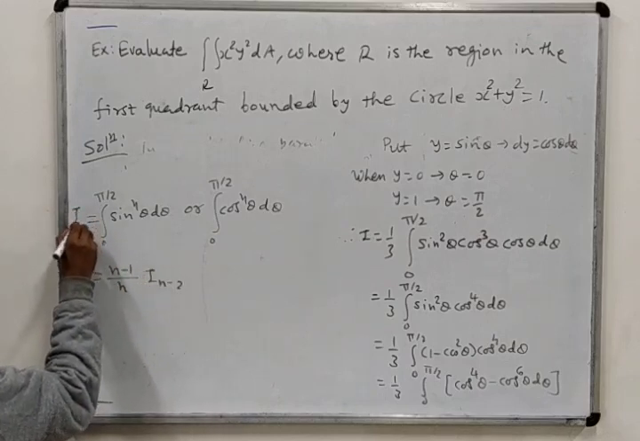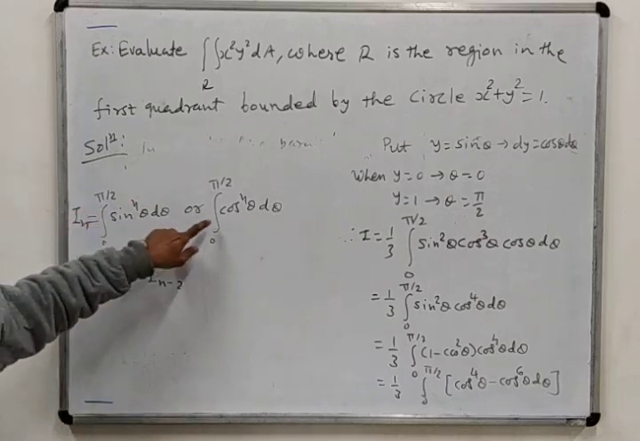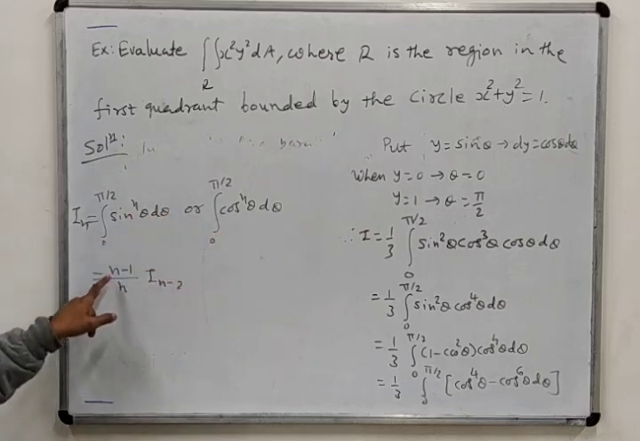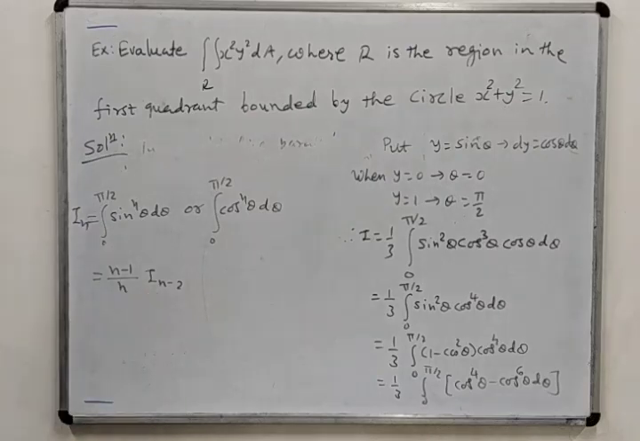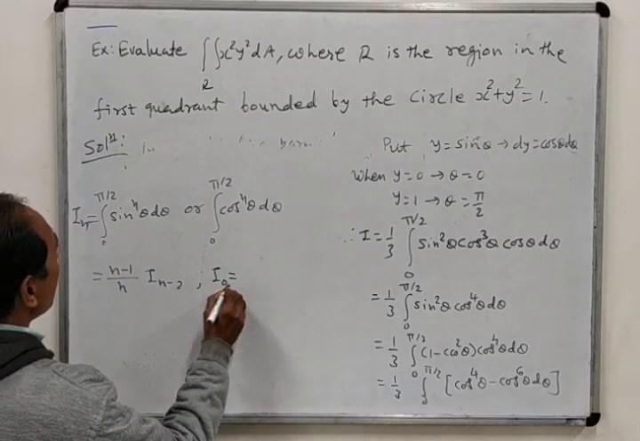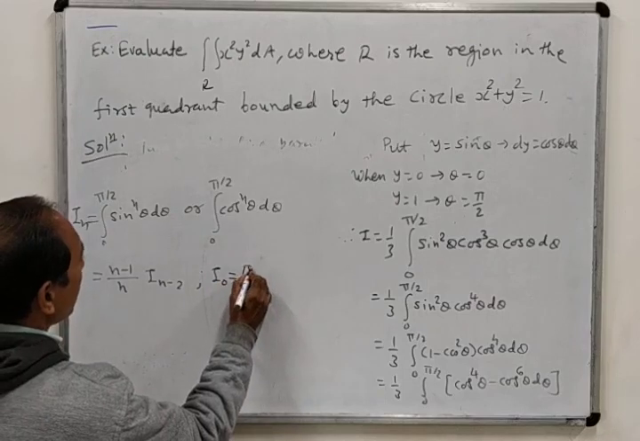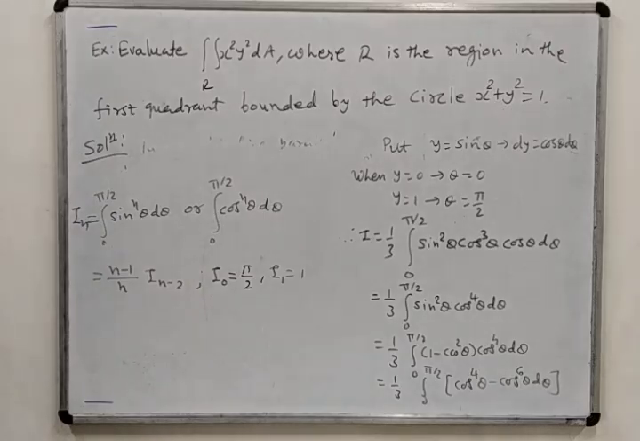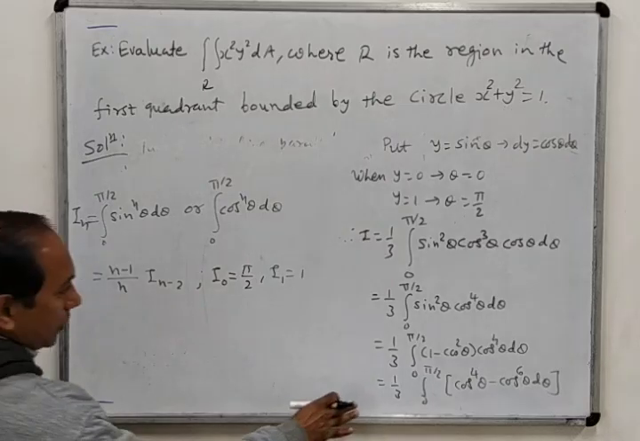We will denote this by I n. This is sin raised to n theta or cos raised to n theta. Both have the same formula, n minus 1 upon n into I n minus 2. And where I0 equal to pi by 2 and I1 equal to 1, you will have to remember this formula. Once you remember this formula, then every problem will become very simple for you. Just like here, in this case.